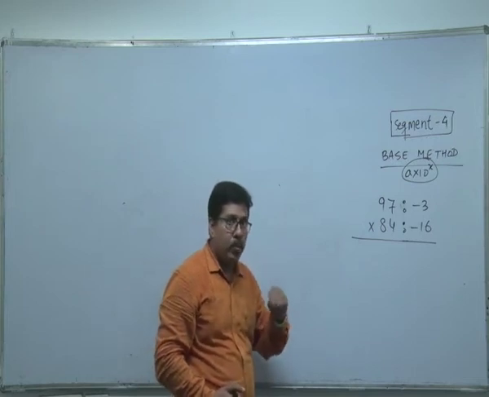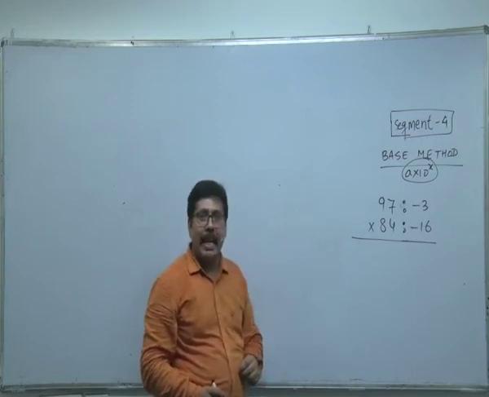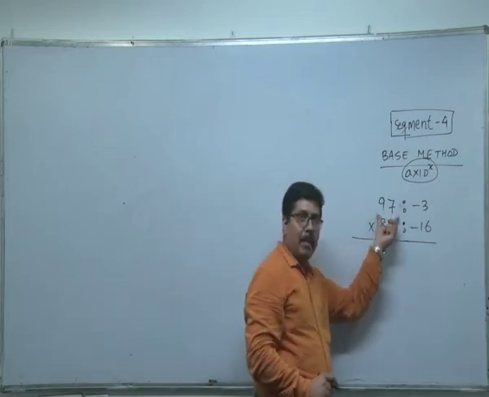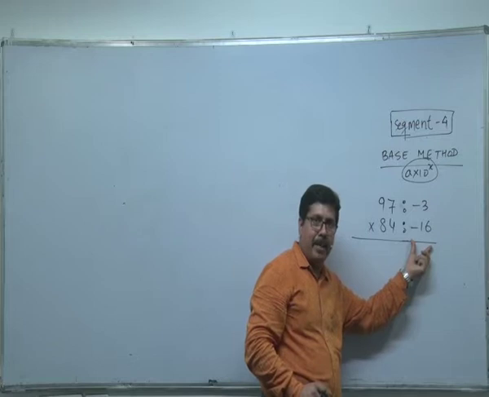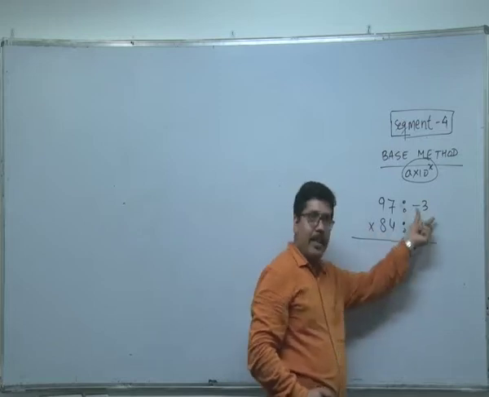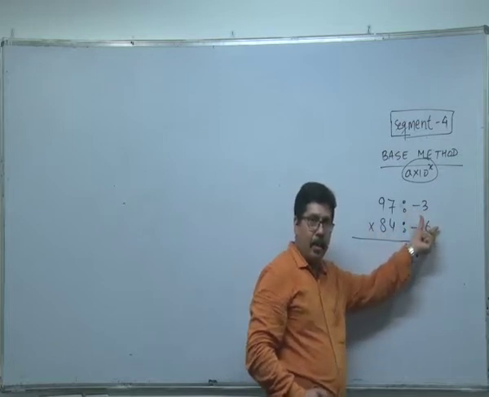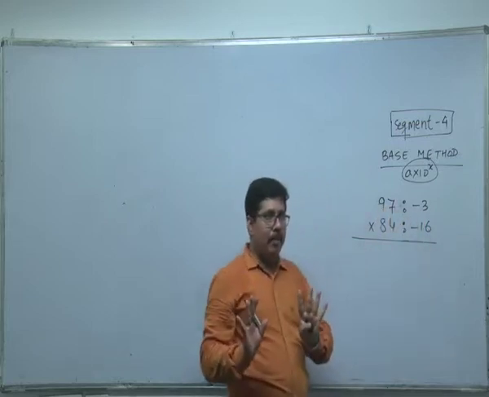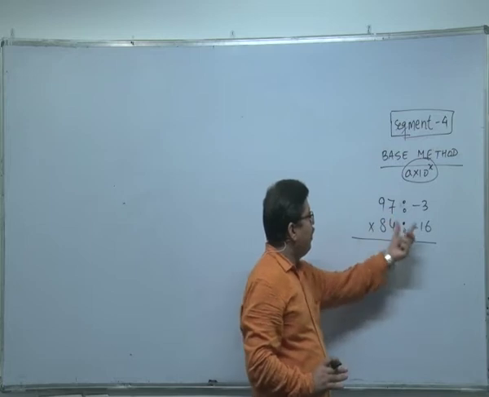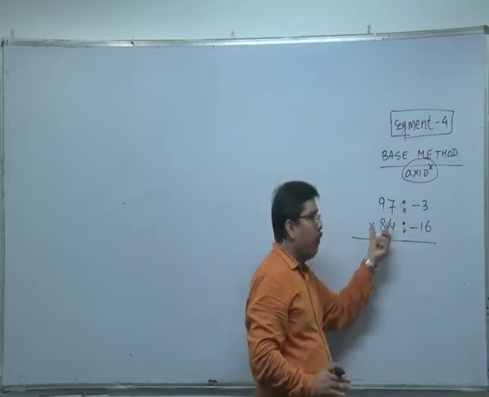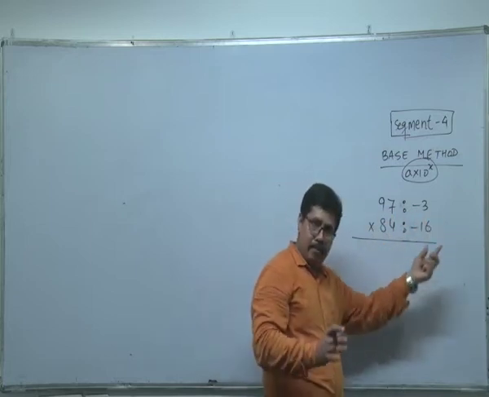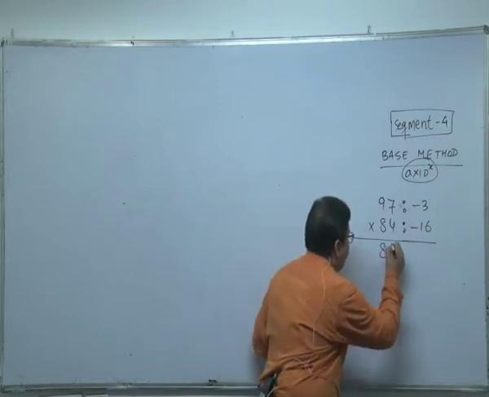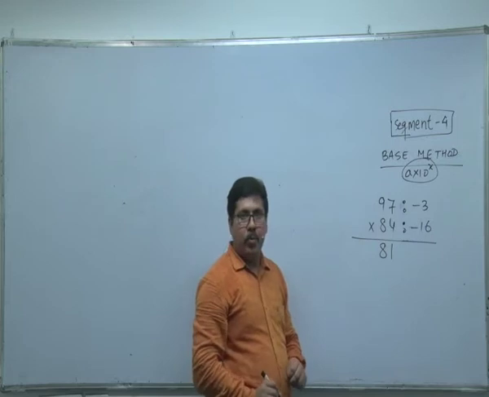Step number 2 is cross addition. 97 minus 16 is 81. And 84 minus 3 is 81. So, in either case, you will get the same number. 97 minus 16 is 81. 84 minus 3 is 81. In either case, you are getting 81. This is step number 2.